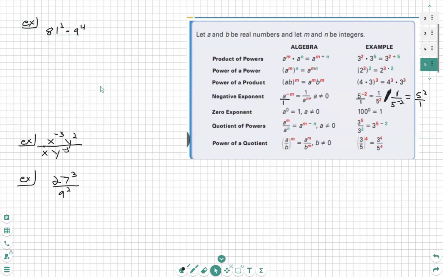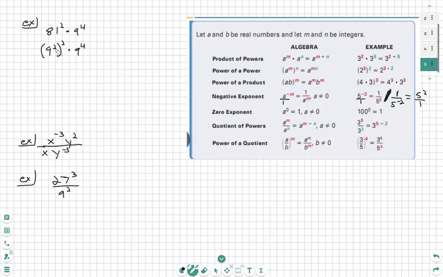First example, we have 81 squared times 9 to the 4. The first thing we need to do is create the same base. So what I know is that 9 squared is equal to 81. So I'm going to change 81 to 9 squared and leave that exponent that was originally there still there. The 9 to the 4th still remains.